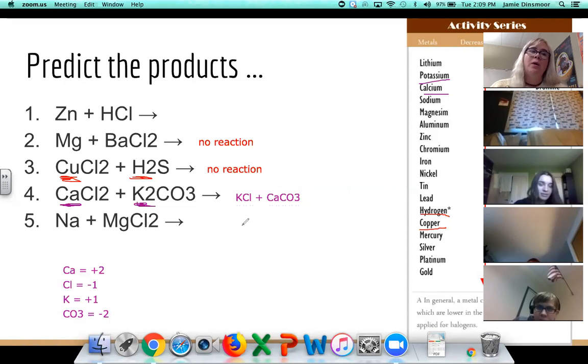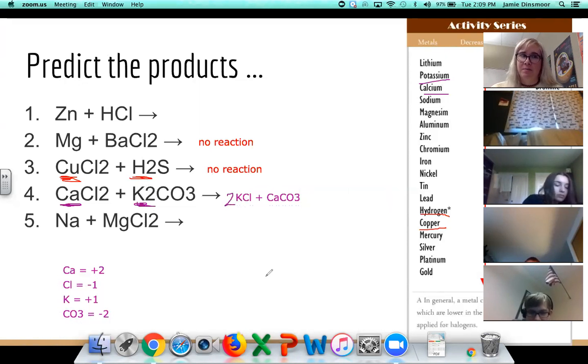So how do we do that? Well, we look at our left side first. I see 2 potassiums and 2 chlorines. So guess what? I just have to put a 2 right in front of my potassium chloride, and it's balanced.